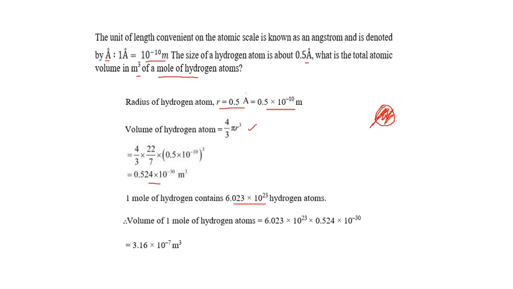Okay, so volume of 1 mole of hydrogen atoms are 6.023 into 10 power 23 into, what is your volume? 0.524 into 10 power minus 30. Okay, then volume of 1 mole of hydrogen atom will be 3.16 into 10 to the power minus 7 meter cube.